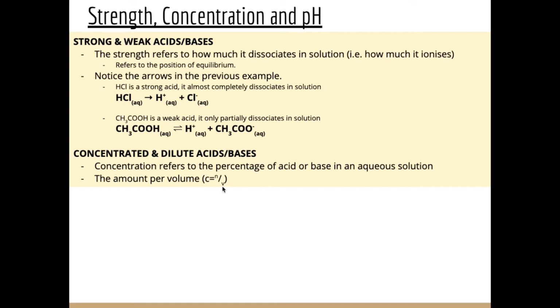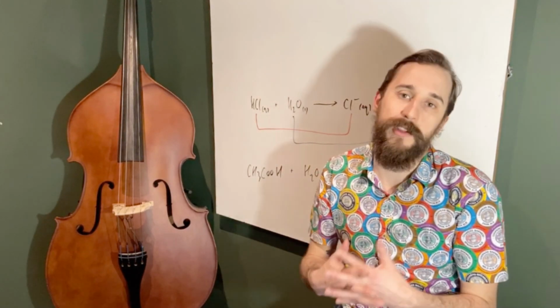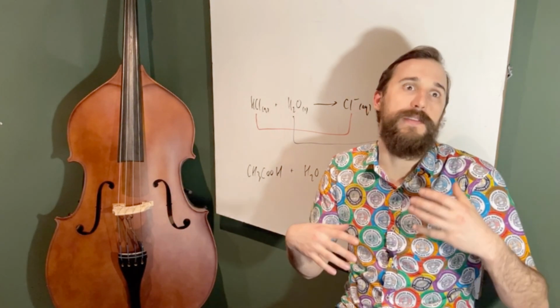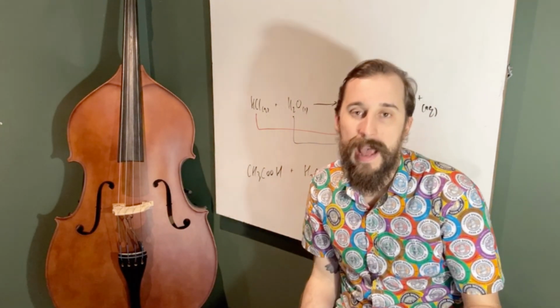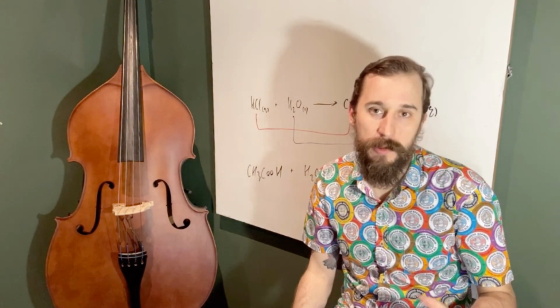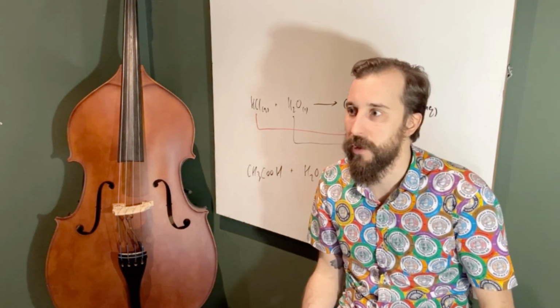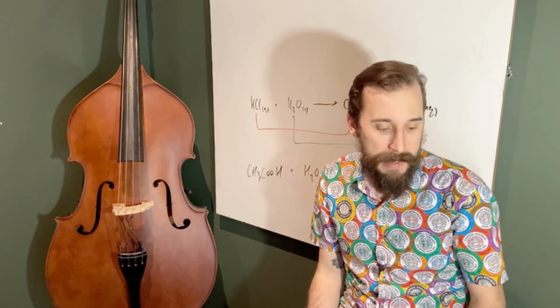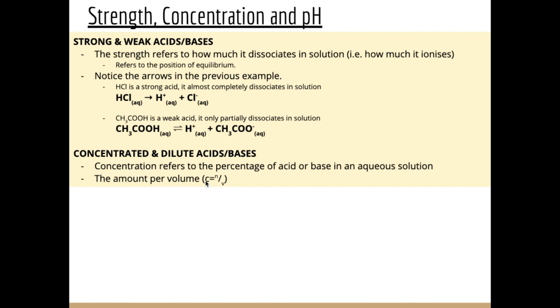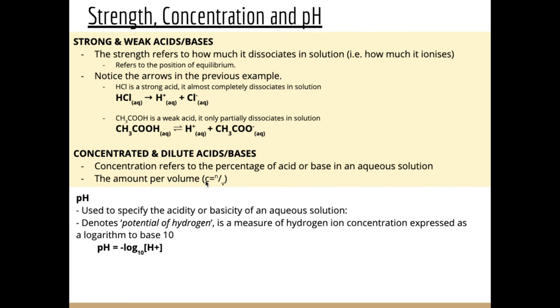So you can have all these different combinations. You could have a dilute strong acid, you could have a dilute weak acid, you could have a dilute strong base, you could have a concentrated weak base. Yeah, so the solutions are all going to have different chemical properties depending. And how we measure this acidity or basicity is using something called the pH scale.